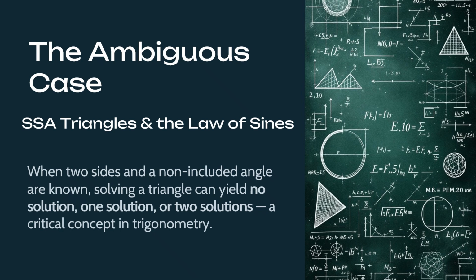No solution. The given data doesn't form a triangle at all. One solution. A unique triangle fits the information. And two solutions. Both an acute angle and its obtuse supplement create valid triangles. This is why it's called ambiguous. The same inputs can produce different outcomes.